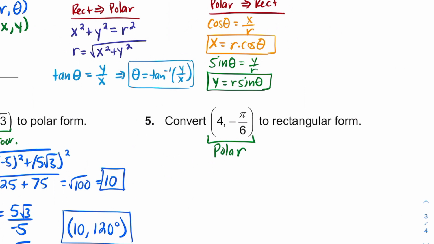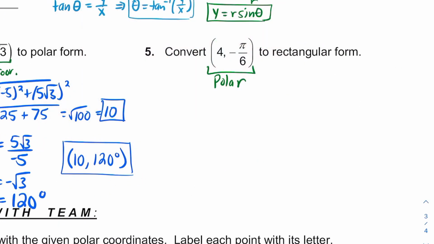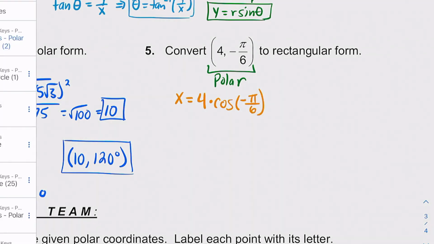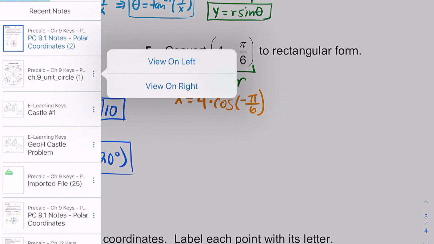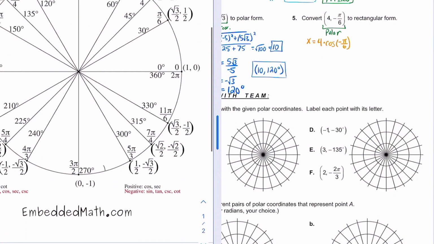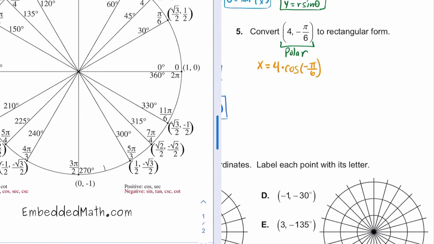I don't want to use the other equations because they both involve having x and y at the same time, and that's going to be really messy. So I actually really like these. So this is going to make x equal to r, so 4 times the cosine of -π/6. All right, it's time to open up that unit circle. I would love if you have this memorized, but if you don't, please use the unit circle.